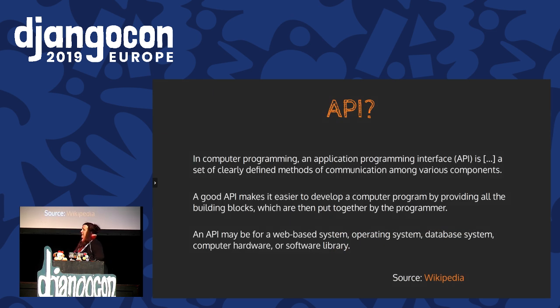So, making your life happier. I guess you all know that we're going to be talking about APIs today. But first of all, what is an API? According to Wikipedia, in short, it is a set of clearly defined methods of communication among various components of a software. It can make development easier if it is well written. And it does not only apply to the web, although today we're mainly going to be talking about the web.